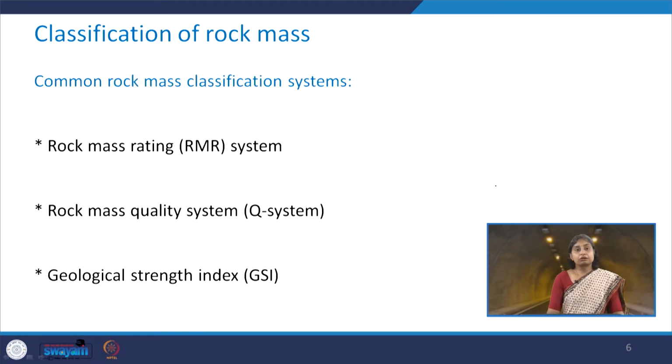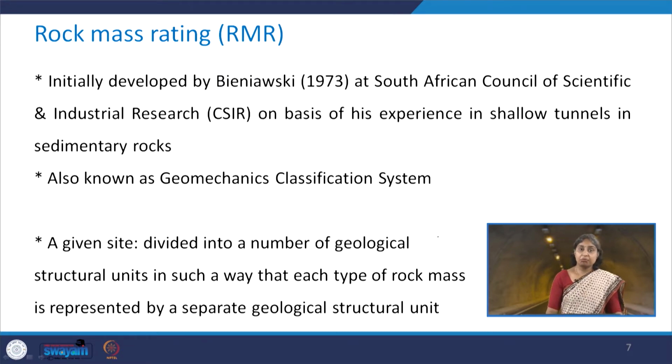So, different rock mass classification systems are available. Commonly used systems are the rock mass rating system, which we call the RMR system, the rock mass quality system, which is also designated as the Q system, and the third one is the geological strength index. There are other systems also, but we will be focusing only on these three, that is the RMR system, the Q system and GSI. Coming to the first one, that is the RMR system.